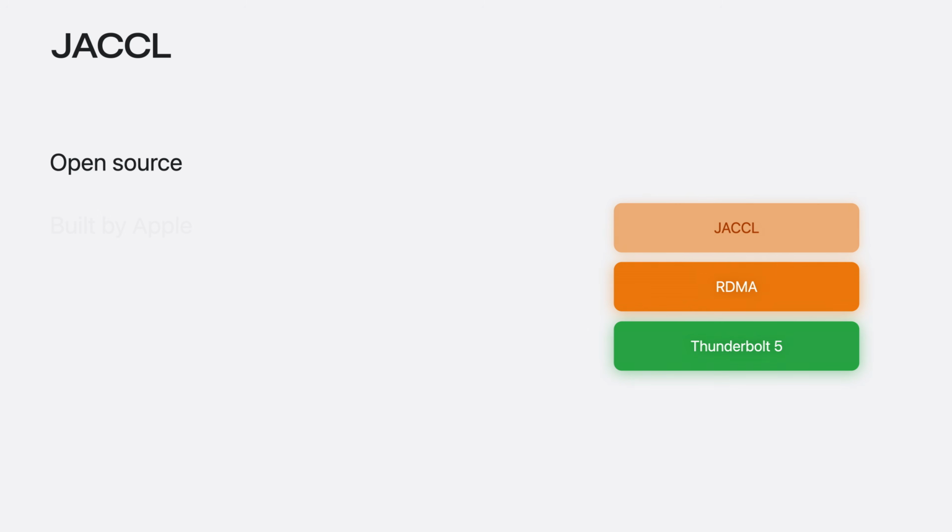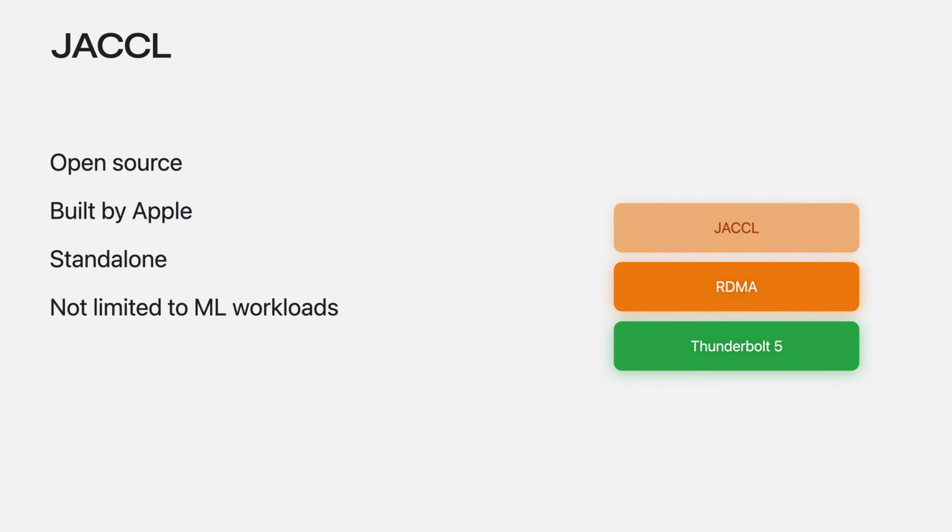Jackal is an open-source collective communication library built by Apple. It leverages RDMA over Thunderbolt and gives you collective communication primitives for sending data between machines and combining results across the group, without managing any of the low-level transport yourself. And it's not limited to machine learning. Any distributed workload on Apple Silicon can be built on top of it.